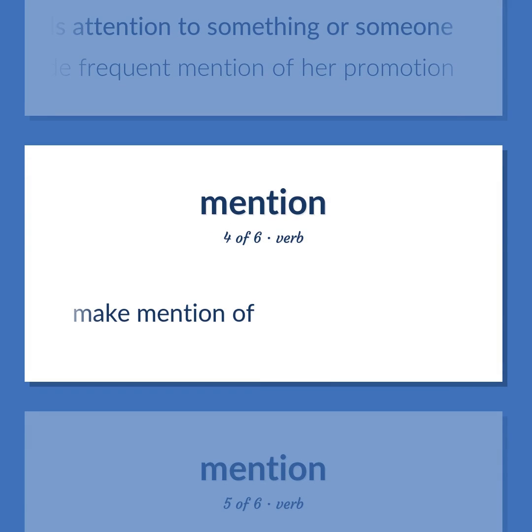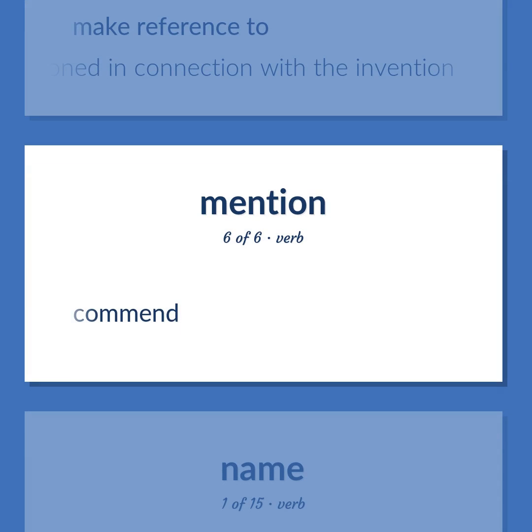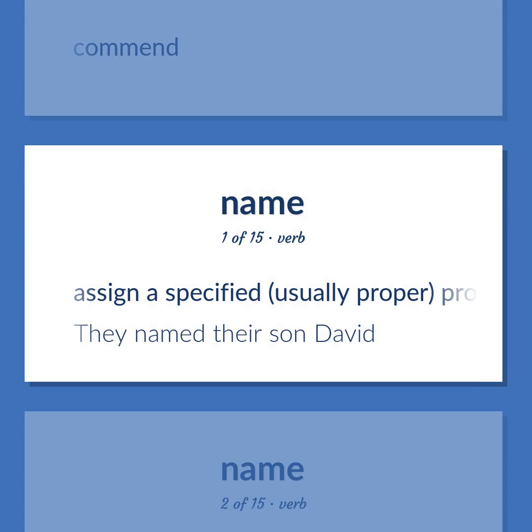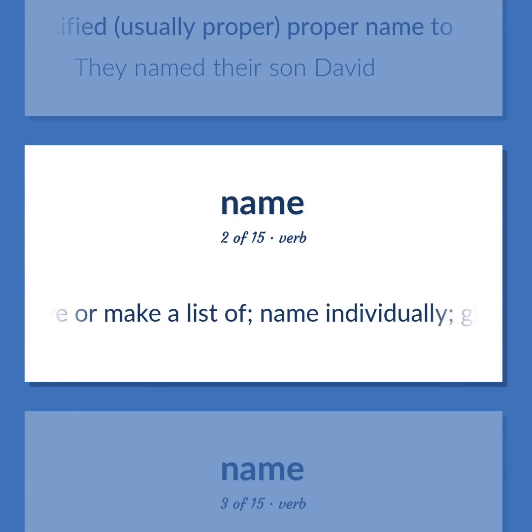Make mention of. Make reference to. His name was mentioned in connection with the invention. Commend. Assign a specified, usually proper name to. They named their son David. Give or make a list of. Name individually. Give the names of.